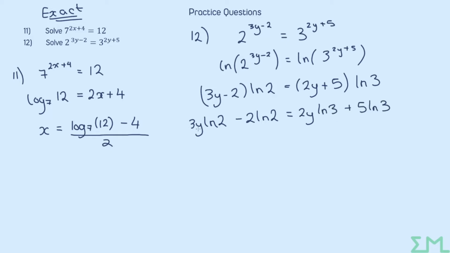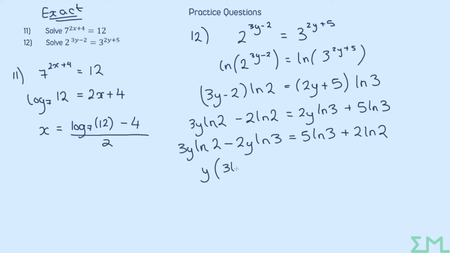Okay, we need to collect our y terms together. Always think about what you're aiming for in these questions. So I'm going to bring the y term over from the other side, and my 5 ln 3 stays there, and my 2 ln 2 joins it because it does not have a y in it. Don't forget, at this point we factorize to get the y outside and on its own, as that's what we're aiming to solve for. So we get 3 ln 2 minus 2 ln 3 inside the brackets still equals 5 ln 3 plus 2 ln 2.